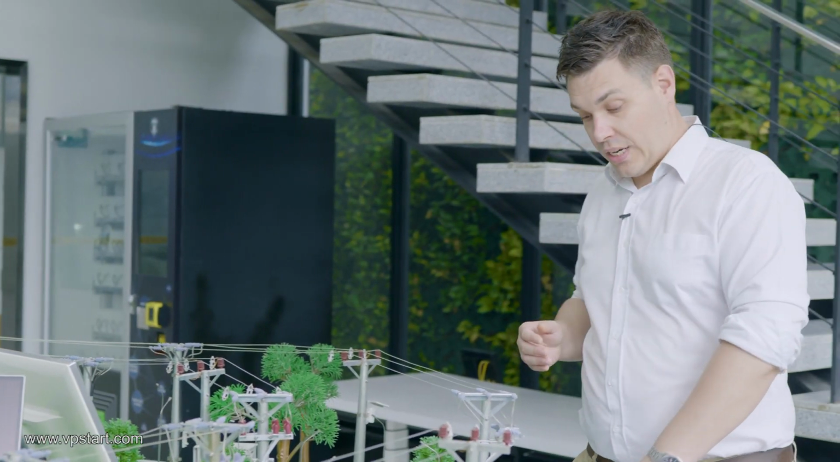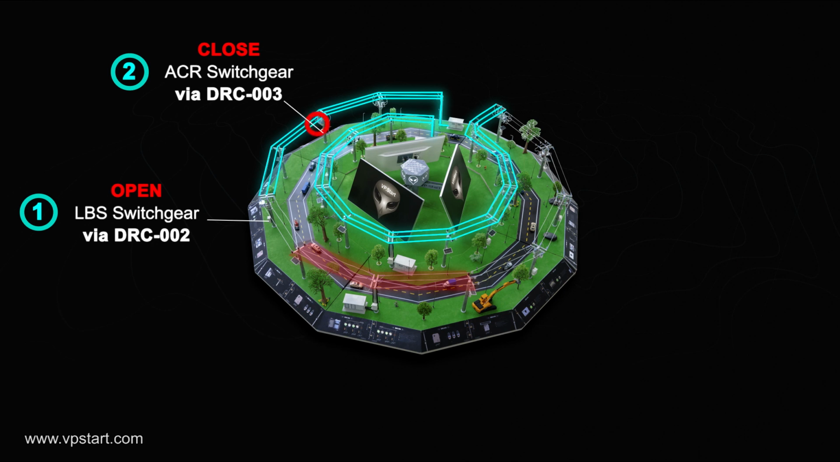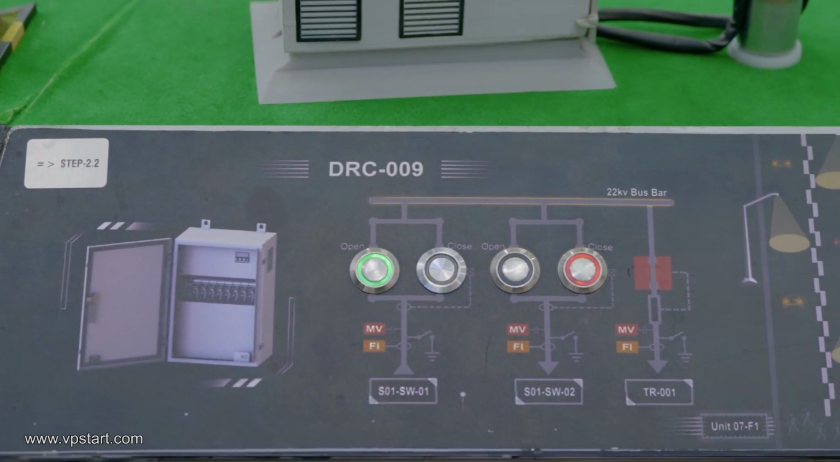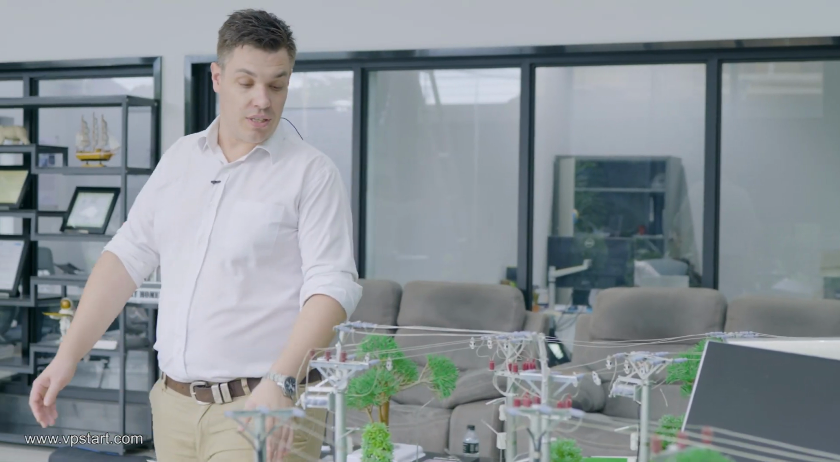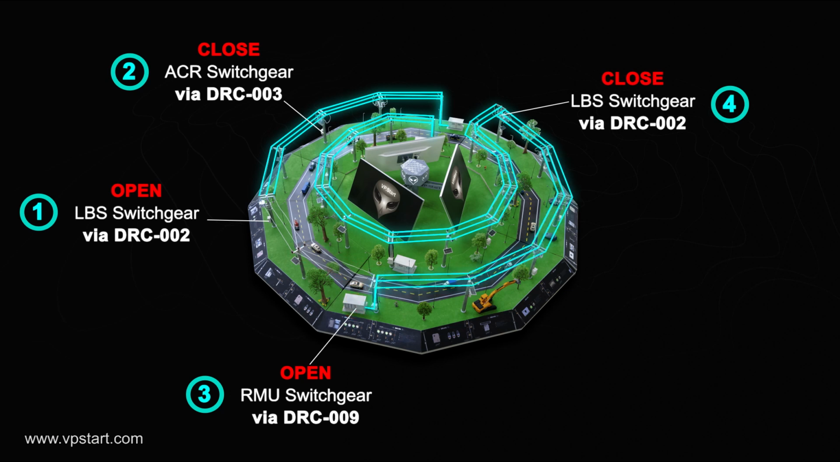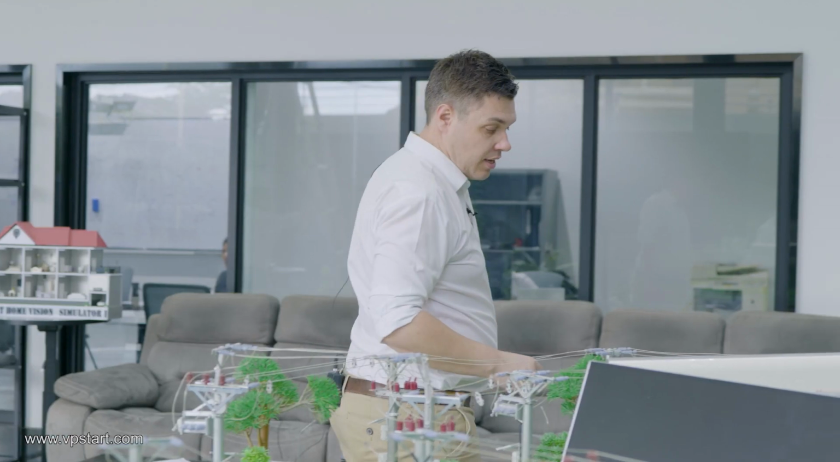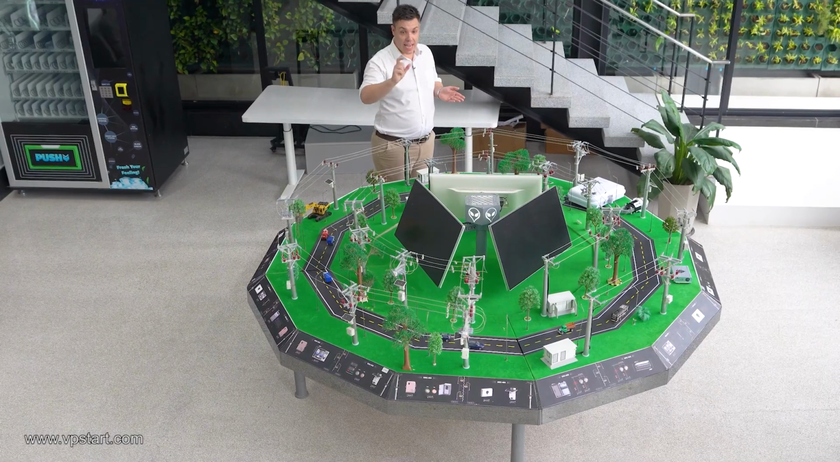So the first thing that we need to do is we need to open the switch here. We open it here. This allows for the power to keep going through and stops at this point. So now we need to open the DRC009, and then we need to come around here and close the DRC002. This allows the power to come through the grid. Now, we need to come around here and check.